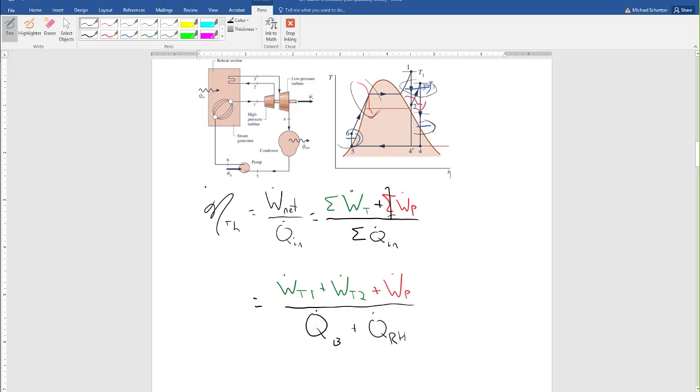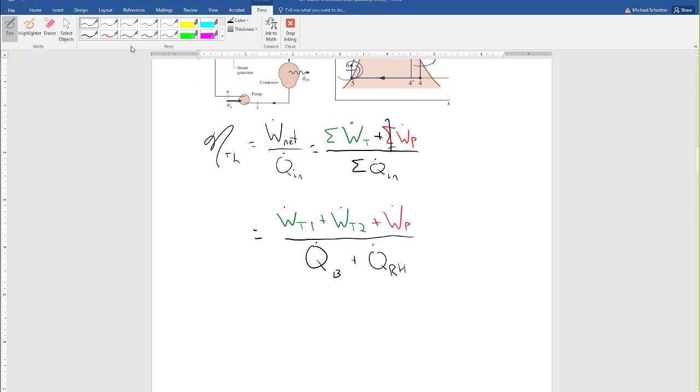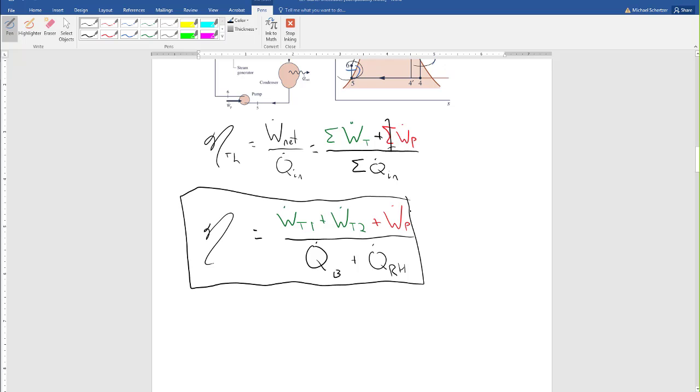If you prefer, instead of subscripts that are letters talking about the components, you could put the subscripts here too. So this could be W dot 1 to 2, and W dot 3 to 4, and W dot 5 to 6, and Q dot 6 to 1, and Q dot 2 to 3. So that's also acceptable. So this is great because I've got my first kind of symbolic equation here.